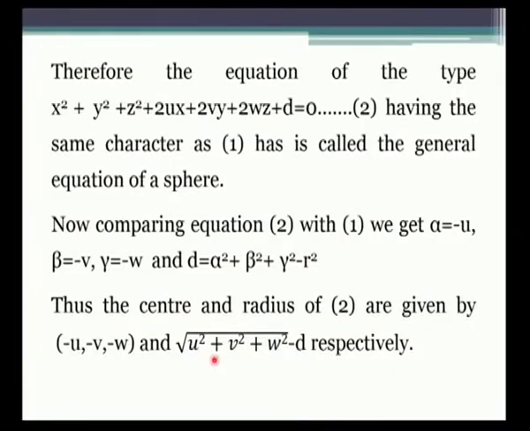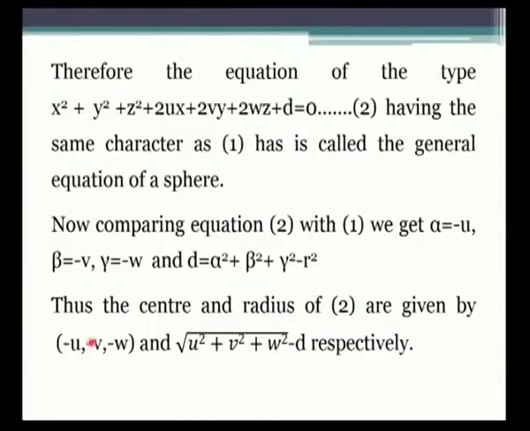This is the center of the sphere obtained from this equation, and the radius of the sphere obtained is square root of u square plus v square plus w square minus d. This is the radius of the sphere. So, from this explanation we learnt the general equation of a sphere, the center of the sphere and the radius of the sphere. Let us apply these concepts in the sums related to sphere.